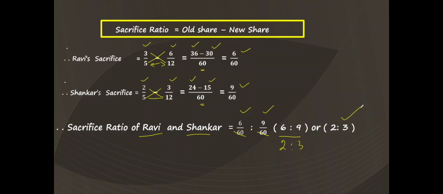So these are the conditions to calculate the sacrifice ratio under admission of a partner. These are very important conditions which can be asked as a 6-mark question in the final exam.